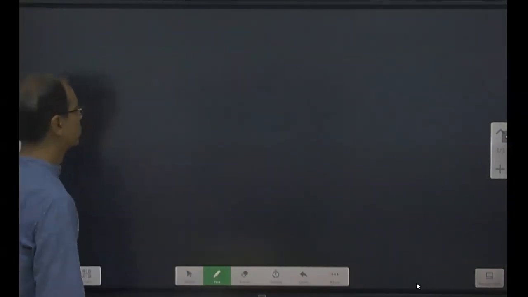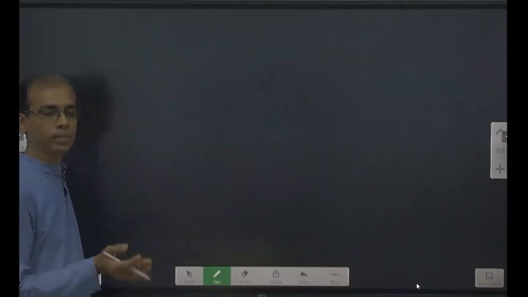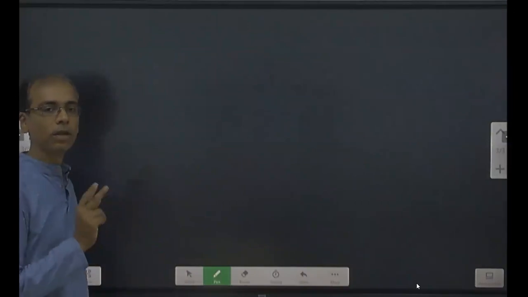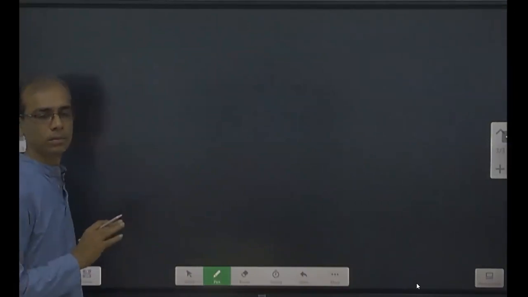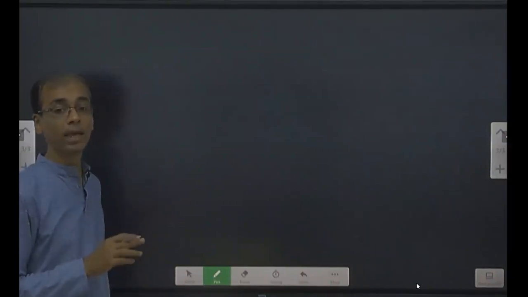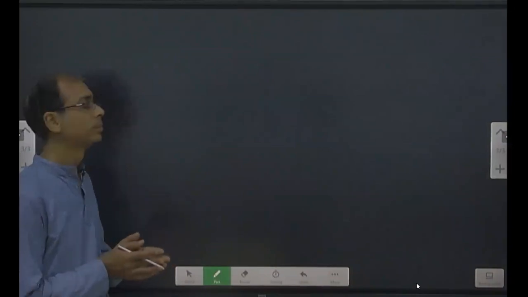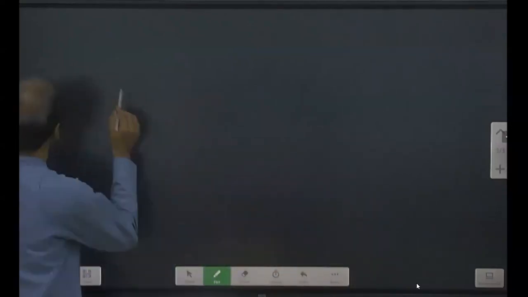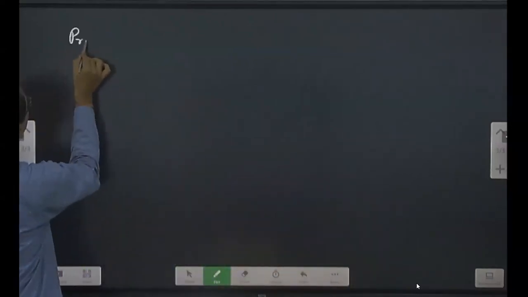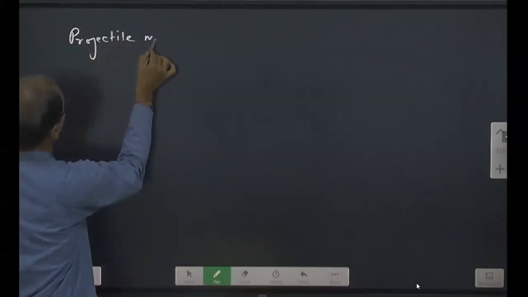Right. So in projectile motion, two things we learned: velocity and acceleration are not in the same direction. Second, the angle between them keeps on changing, right? Then, if I want to define it, as in the books you will be seeing, there is a definition of projectile motion or a 2D motion.